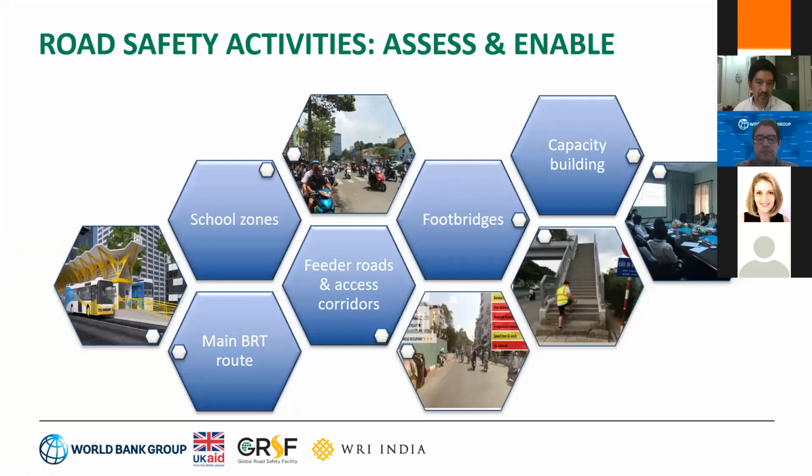So when we look into the assess and enable of road safety along this corridor, we took a look at the main BRT route or the main corridor, but we also try to understand a bit the context. So we've done some safety assessments also, and looked into the feeder roads and access corridors along the main BRT route. We've also looked at the school zones, which are across the BRT, because of course the new proposed corridor will be impacting the traffic around the schools. We've also looked into the footbridges, the existing ones, and how they will be affected, and also the new ones. And our focus was also around capacity building, and this was a very important part of the enable step for TOD.